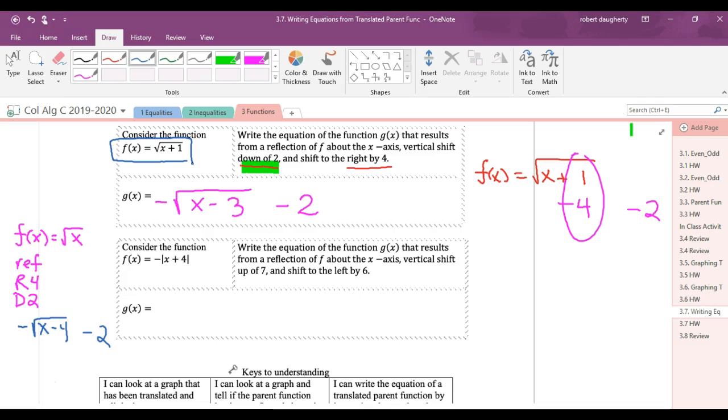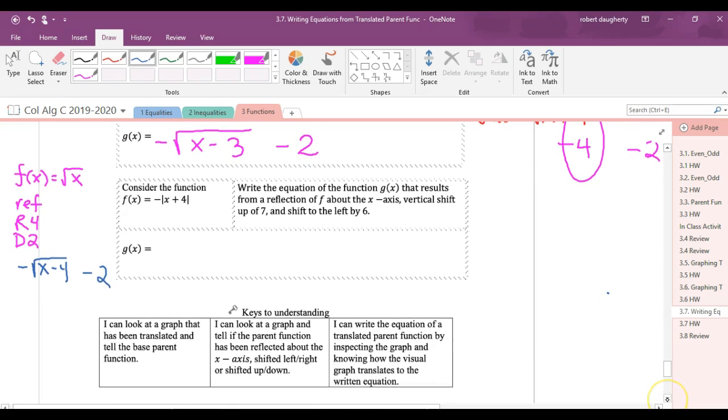If I subtract 4, what does this become? Negative 3. So I see this is reflected, x minus 3 minus 2. Okay, a little bit trickier, right? But you just got to be solid with what's the transformation that I'm being asked to do. Okay, let's take a look at the next one then.